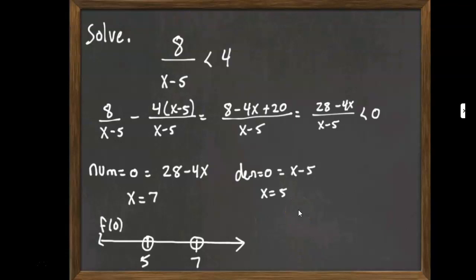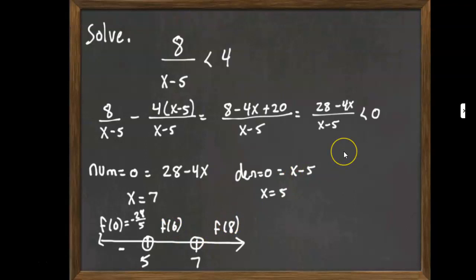So here I might do 0. Whenever I can pick that, it's always a good one to pick. Here 6 is probably the easiest thing to do. And maybe we'll say 8. Okay, and then we start to work this out. We plug 0 into our fraction right here. That'll be 28 minus 0 over 0 minus 5. It'll just be 28 over negative 5, so negative 28 fifths. And therefore that region is negative.